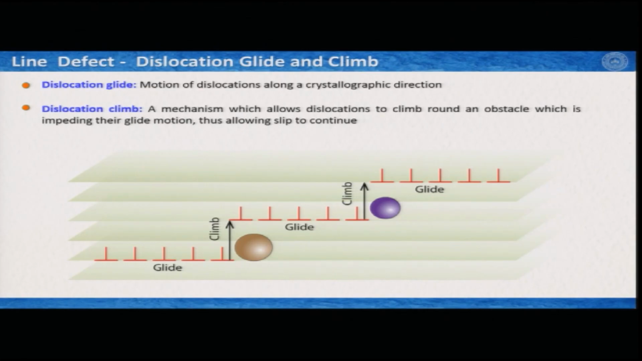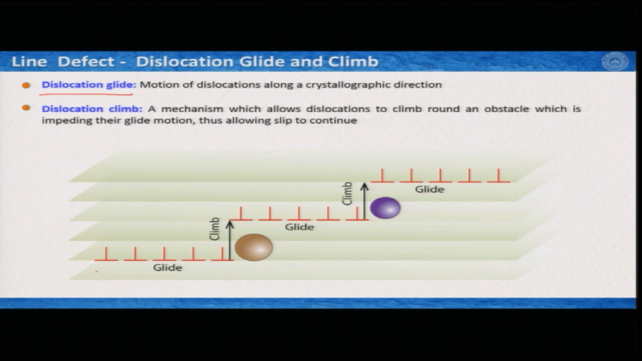Sometimes on the glide plane we have some obstacles in the form of interstitials, and the interstitials are sometimes so big that individual dislocations do not have the energy to ignore these obstacles and move further on the same glide plane. If that does not happen, then it has to find a way to move to another glide plane and move accordingly. When it moves along a single glide plane, it is known as dislocation glide, the motion of dislocations along a crystallographic direction.